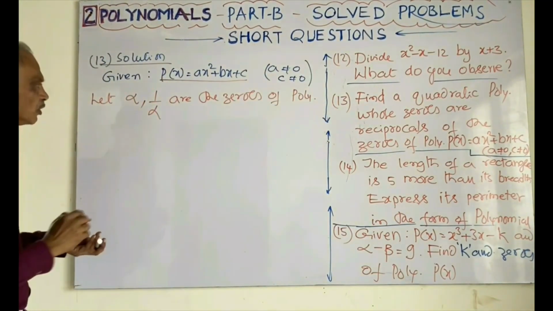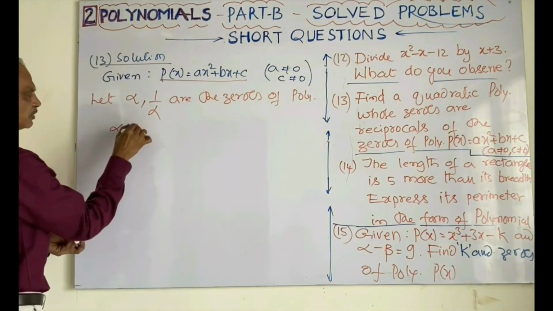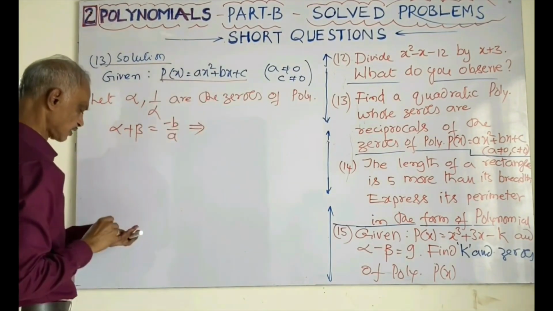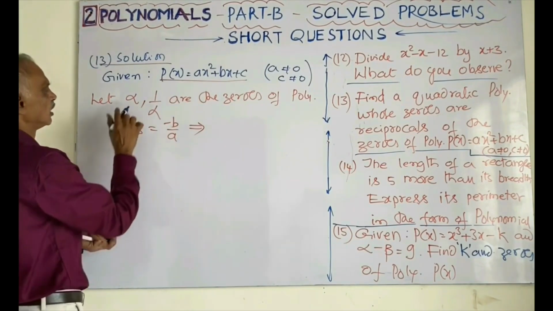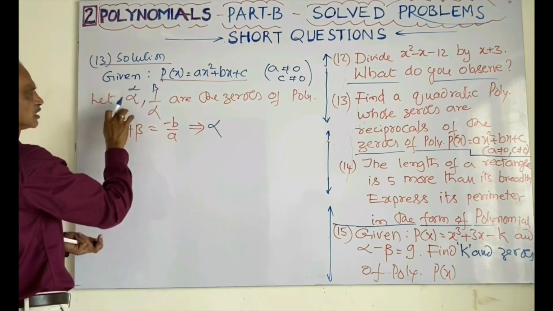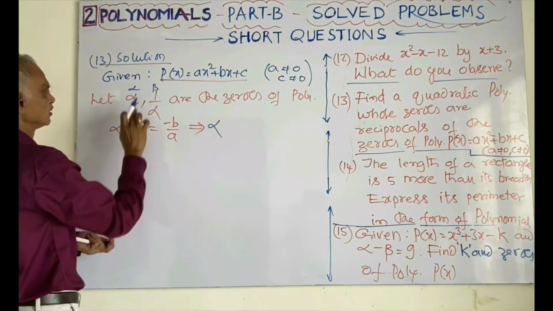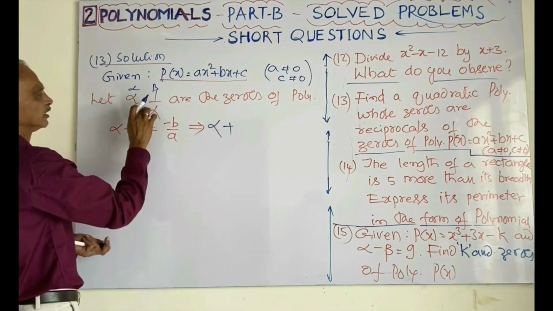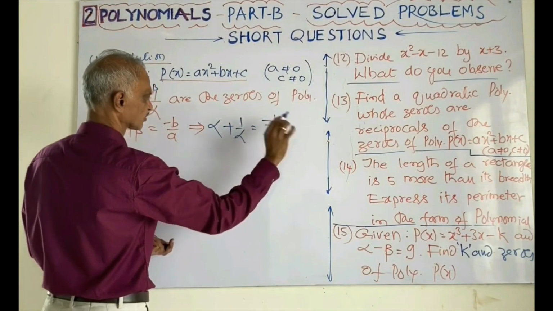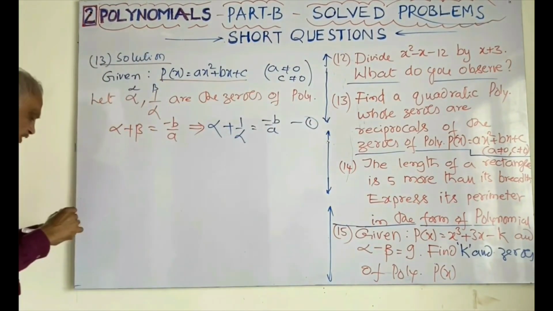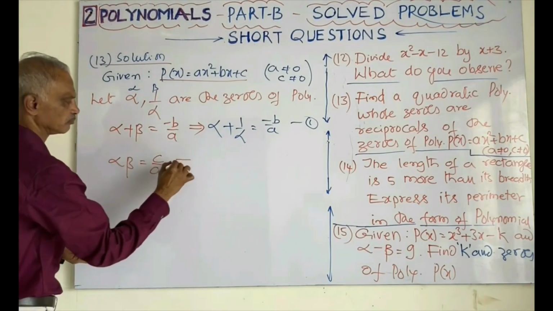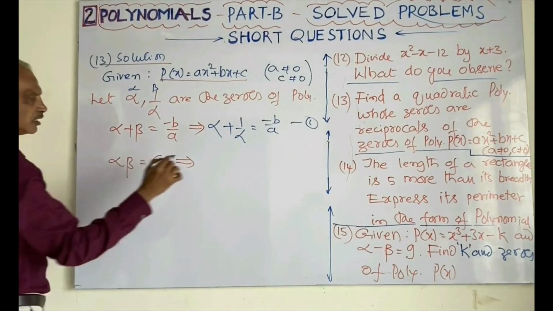Sum of zeros, alpha plus beta, equals minus b by a. Here the zeros alpha and beta are reciprocals of each other, so alpha plus 1 by alpha is equal to minus b by a. This is number 1. Next, product of zeros, alpha into beta, equals c by a.